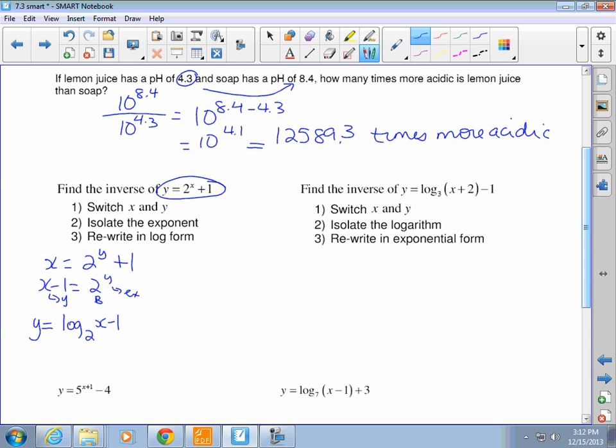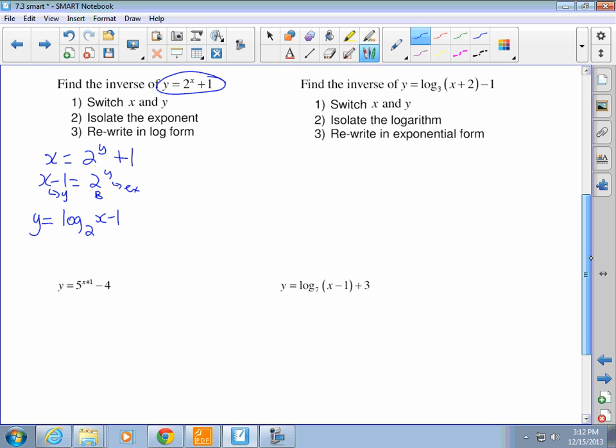If we're starting at a log and want to change it into exponential form, we use the exact same steps. Actually, wait, before I do that, I'm going to do this example. y is equal to 5 to the power of x plus 1, minus 4. If I rewrite this, this is going to be x is equal to 5 to the power of y plus 1, minus 4. I need to have just my power and exponent by itself, so I have to move my 4 over. So I have x plus 4 is equal to 5 to the power of y plus 1.